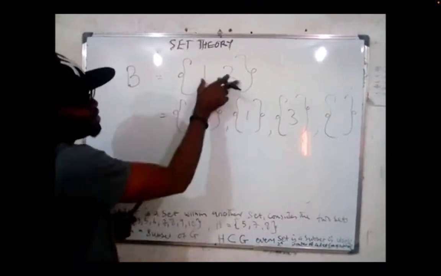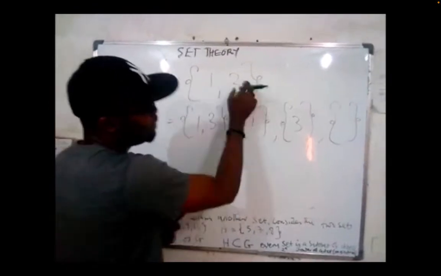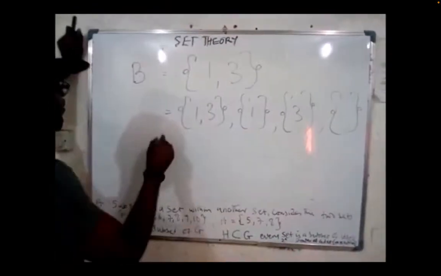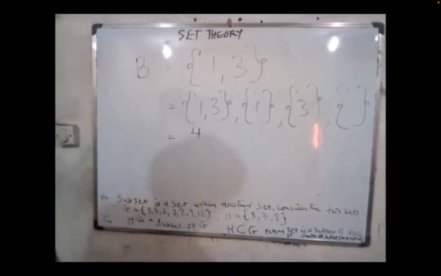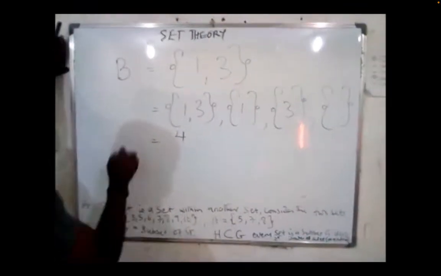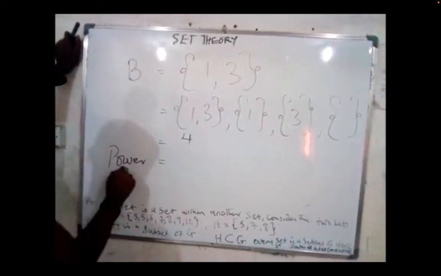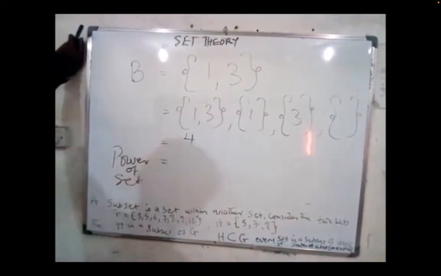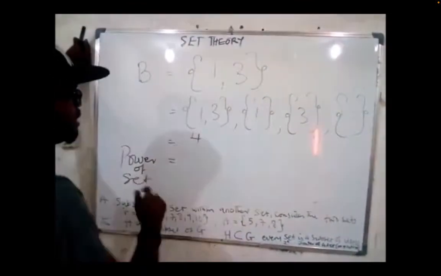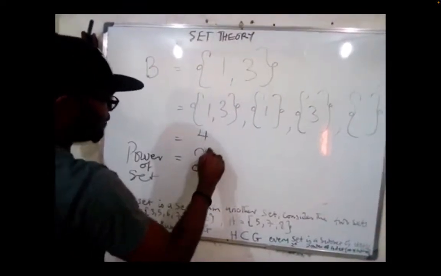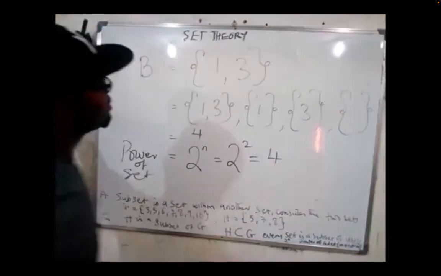You have 1, 3, because every set is a subset of itself. Then we have only 1, only 3, then the empty set. So B is having how many subsets? It's having 4. Given any set, the number of subsets is known as the power of the set. So how do you know the number of subsets? You simply count the number of elements that it has and do 2 to the power of the number of elements. So this is going to have 4 subsets.